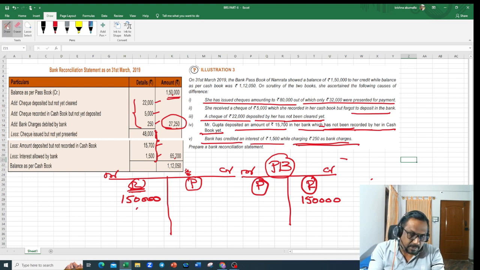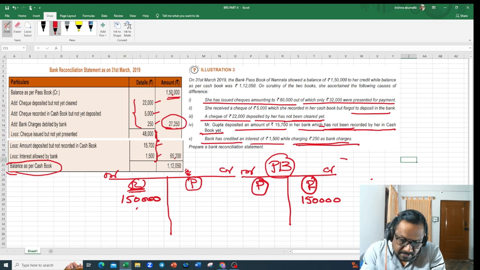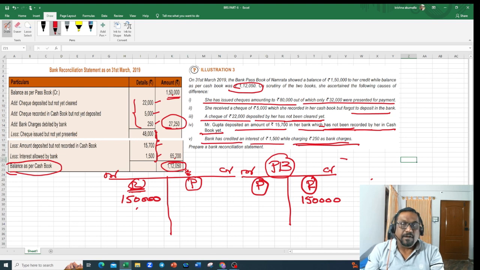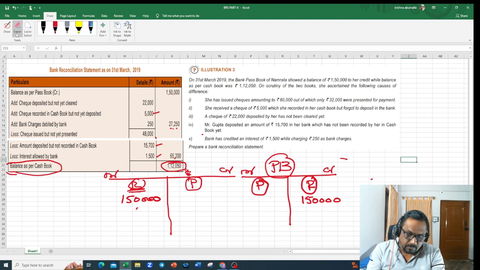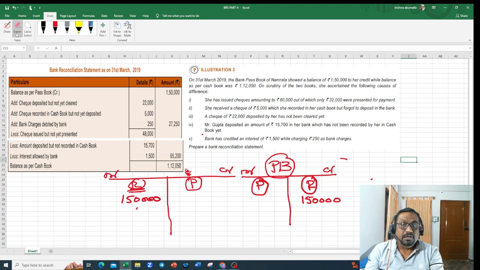This balance is nothing but what? Balance as per cash book. See how much he has given as balance as per cash book here: 1,12,050. So we were able to arrive at our cash book balance of 1,12,050. Are you clear now with the concept? See, very simple problem, but when you are preparing this problem, if you prepare it with understanding of the subject, during your examination you will never commit a mistake. Otherwise what will happen? Blind approaches are going to create problems for us.